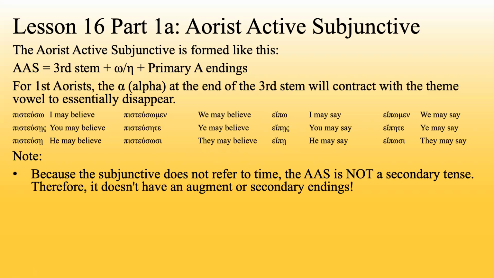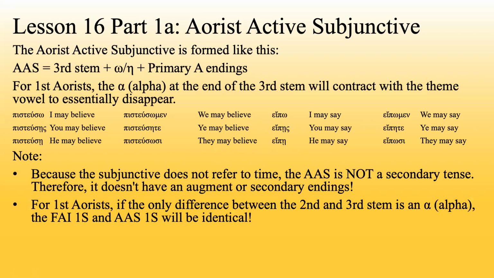Now note, because the subjunctive does not refer to time, the aorist active subjunctive is not a secondary tense. Therefore, it doesn't have an augment or secondary endings. Now, not having that augment might throw you and make you really think that this is second stem, but it is third. There's no augment because it's not a secondary tense.